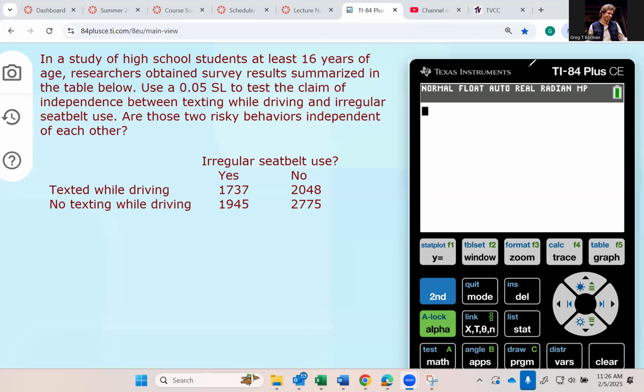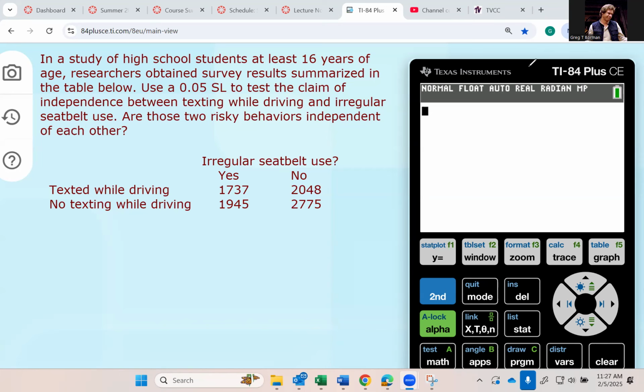Okay, in a study of high school students at least 16 years of age, researchers obtained survey results summarized in the table below. Use a 0.05 significance level to test the claim of independence between texting while driving and irregular seatbelt use. So I think that's mainly going to be the seatbelt wasn't on, but it could just be, well, I put the shoulder strap behind me or whatever. But I think it's mainly that his seatbelt was not engaged. Are those two risky behaviors independent of each other?